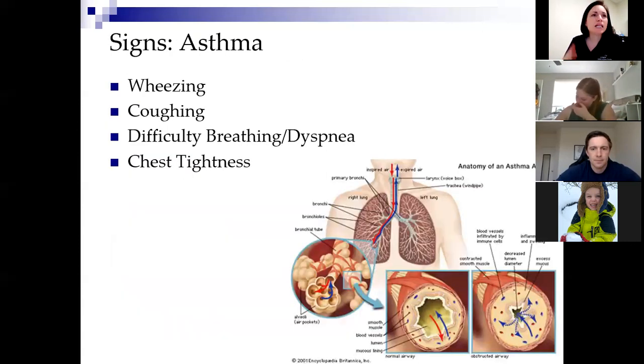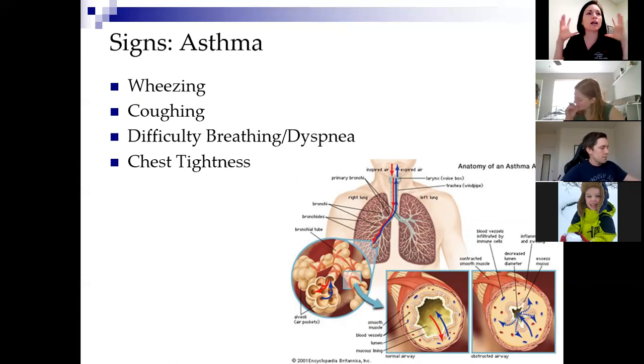Signs of asthma: wheezing, coughing, dyspnea, which is labored breathing or difficulty breathing, and then tightness in the chest. And you can see throughout there are these little illustrations of the narrowing of the airway, mucus thickening, everything just kind of closing down, so that it's like breathing through a little straw instead of being able to get a nice big breath.